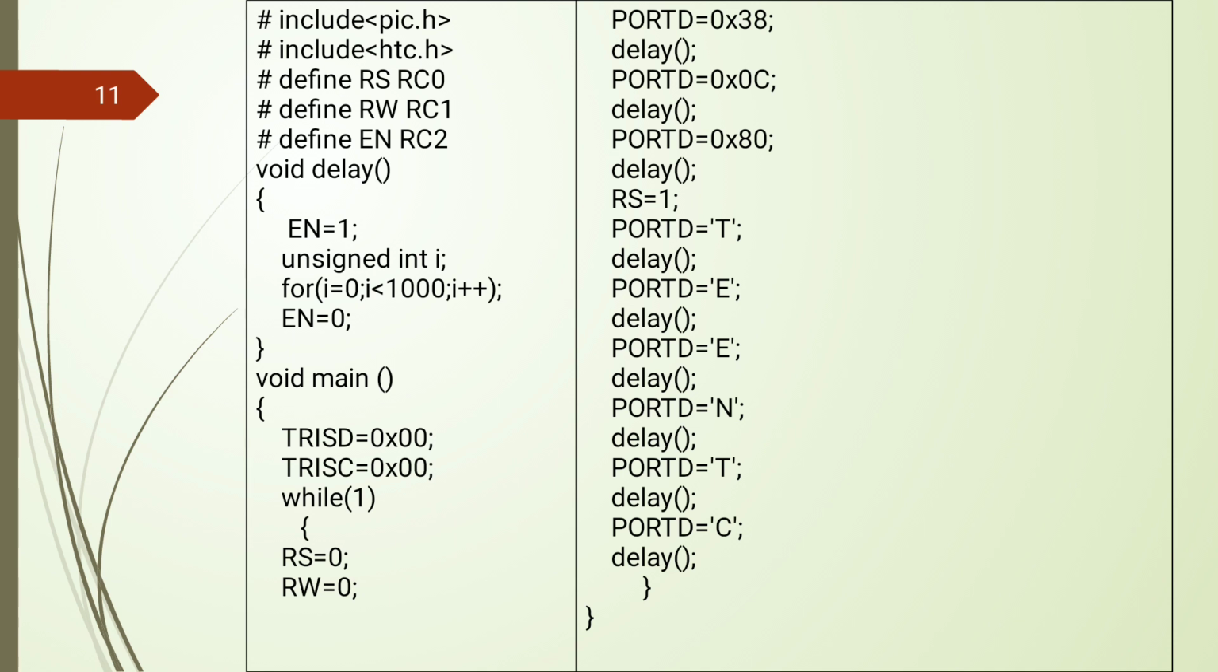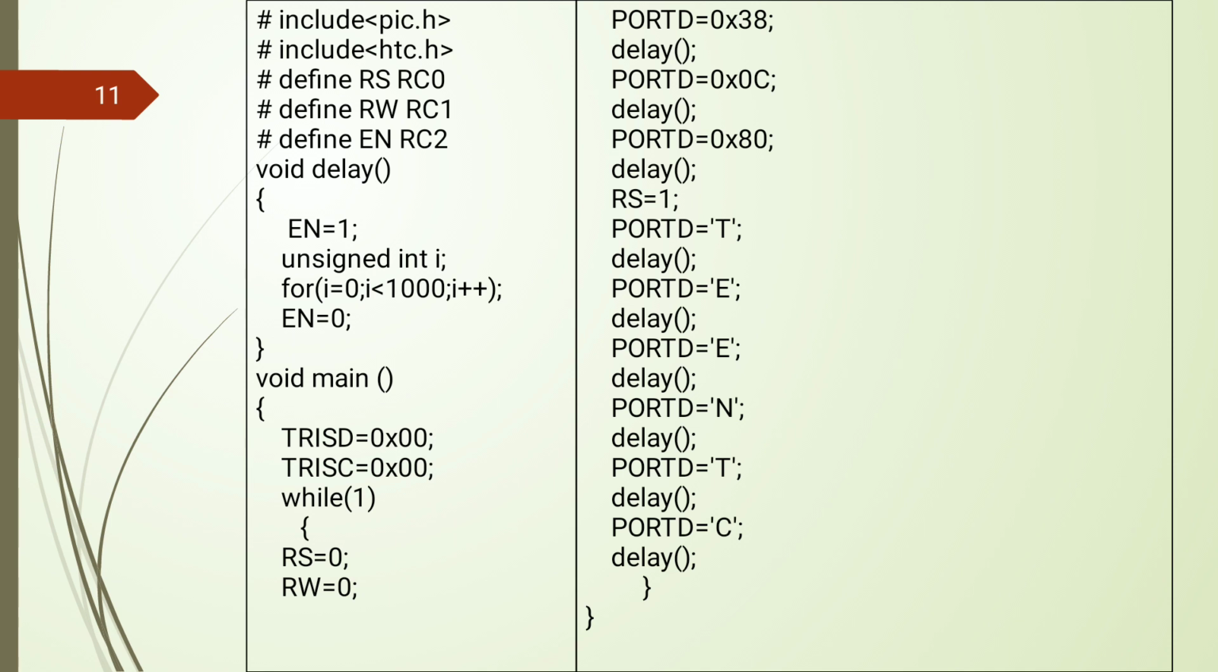So here we require 2 ports, that is one port completely, and from the next port we require 3 pins: RS, RW and enable. So here we are defining those individual pins: hash define RS RC0, that is RC0 is nothing but RS, RC1 is nothing but RW, and RC2 is nothing but enable.